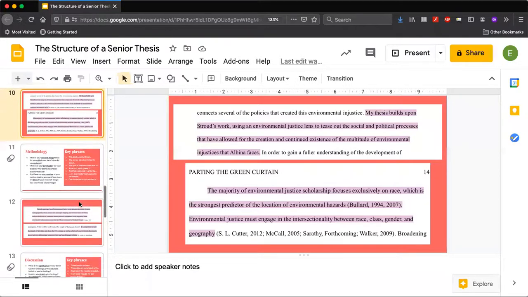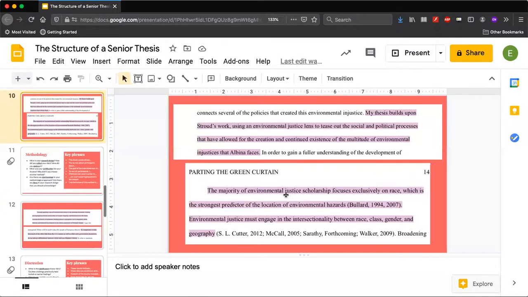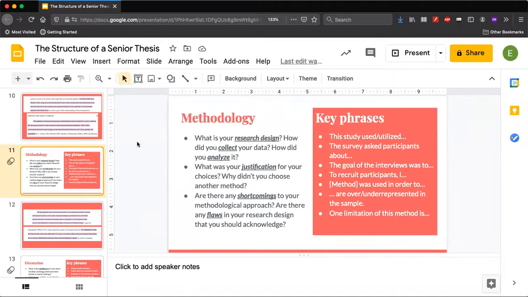Okay, so here's another good example of how this student is positioning their own research related to past scholars' work, and also showing that they have a broad understanding of the history of the scholarship that has been done on this particular issue. Okay, so let's move on to the methodology section.